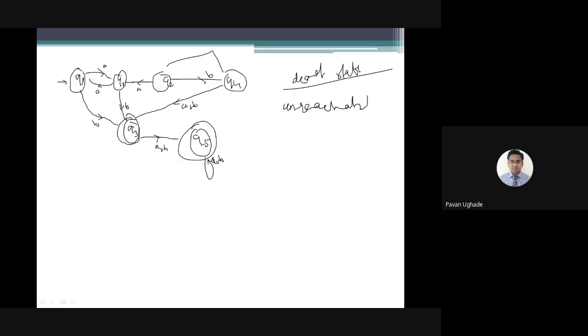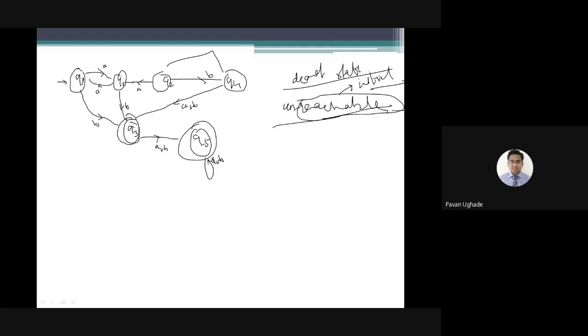Unreachable states. Unreachable, what does it mean, guys? Reachable from the initial state. Where will you start from? You will always start from the initial state. So you have to check whether all the states are reachable from q0. Say q0 to q1, whether it is reachable, yes, over a. q0 to q3, whether it is reachable, yes, over b. What about q5? Yes, you can see q0 goes to q3, then it goes to q5. So indirectly it is reachable from q0.